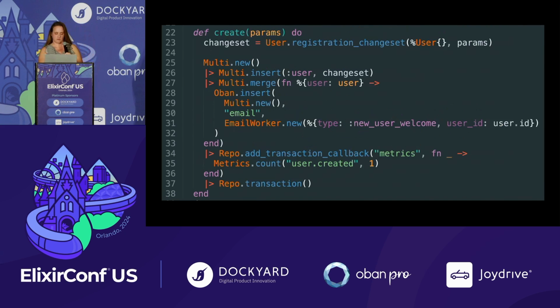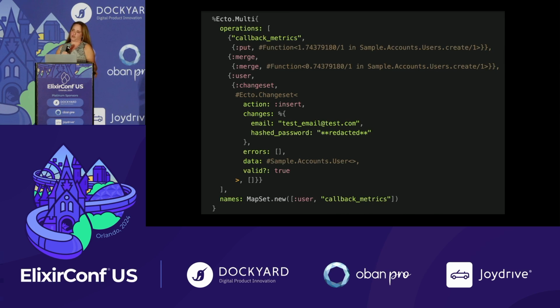So now, when we take a look at something like this create function, what I've done is I've replaced that add transaction callback for emails with an Oban job. And this is nice and helpful because now the things that I can fire and forget are being fired and forgotten. The things that I need to track, I can track with Oban. And things that have to happen now are part of the multi-insert. So this is perfect.